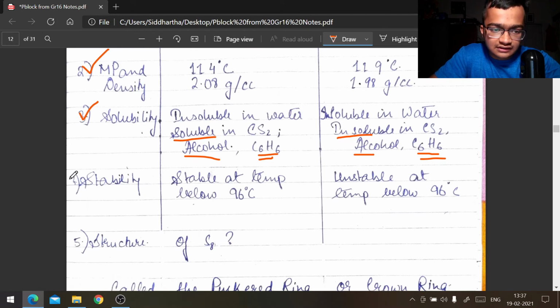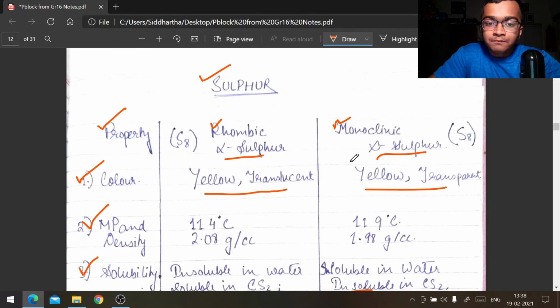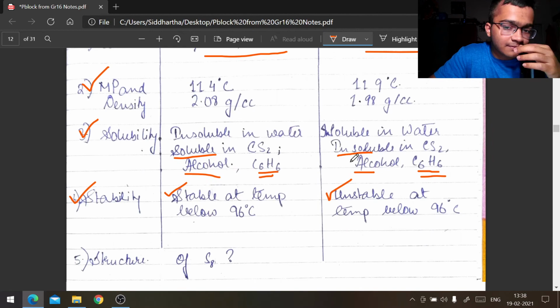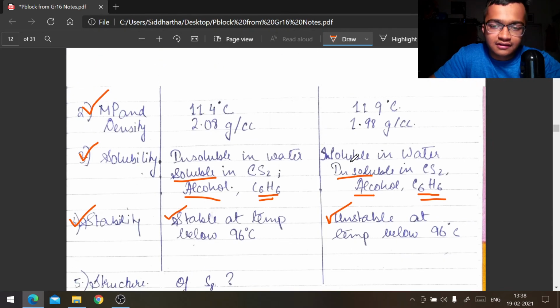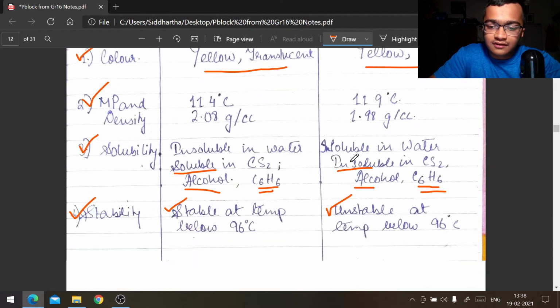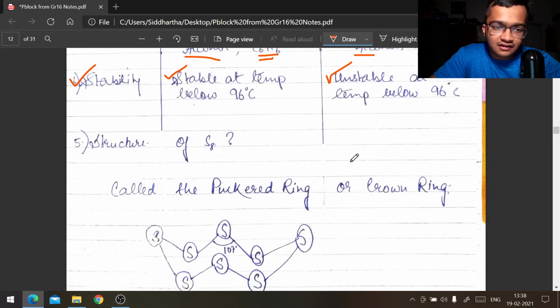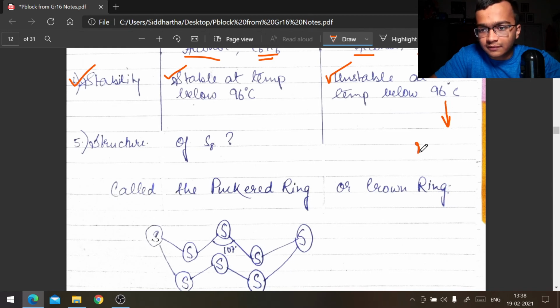Next is the stability. Rhombic sulfur is stable at temperatures below 96 degrees centigrade, and monoclinic sulfur is unstable at temperatures below 96 degrees centigrade. Why 96 degrees centigrade? It is not known, because this is an experimental factor. This is known from experiment.